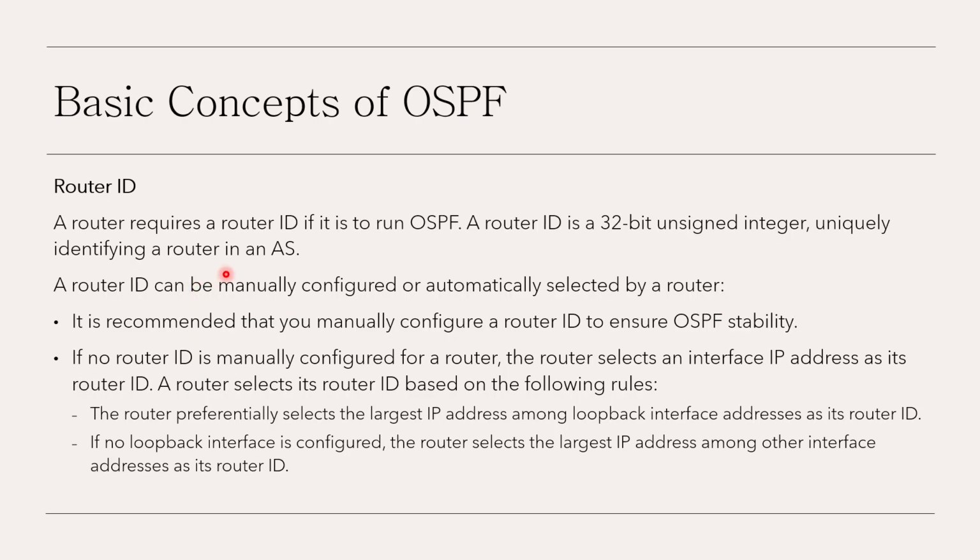If you want to run OSPF on any network, you must have a router ID. If you don't configure a router ID, the system will automatically configure the router ID by itself. A router ID is a 32-bit unsigned integer, uniquely identifying a router in an AS. A router ID can be manually configured or automatically selected by the router, as already discussed. It is very strongly recommended that if you are going to design a new network, you manually configure the router ID to ensure OSPF stability.